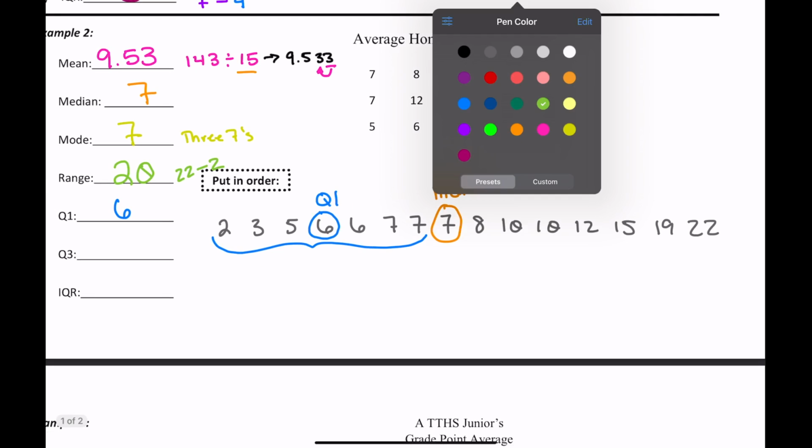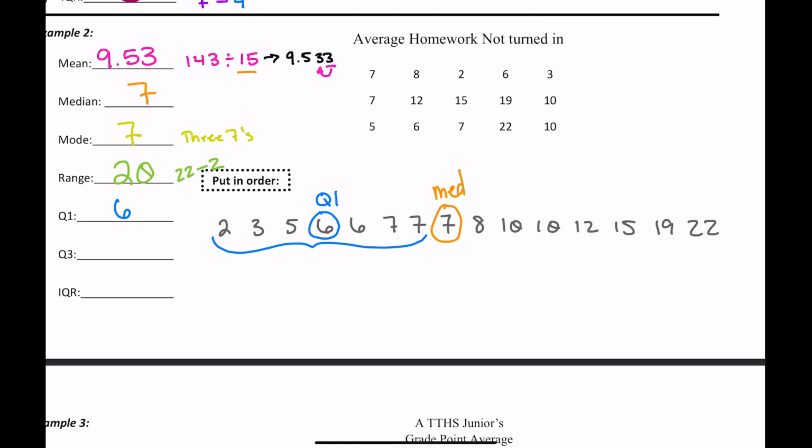Next up we have, well, what's after blue? Purple. And we're looking at this half of data. Also, we already know it has 7 numbers. So we're looking for that number right smack in the middle to figure out our Q3. So we're looking between 8, 10, 10, 12, 15, 19, 22. Well, this 12 is right smack in the middle of that second half of data.